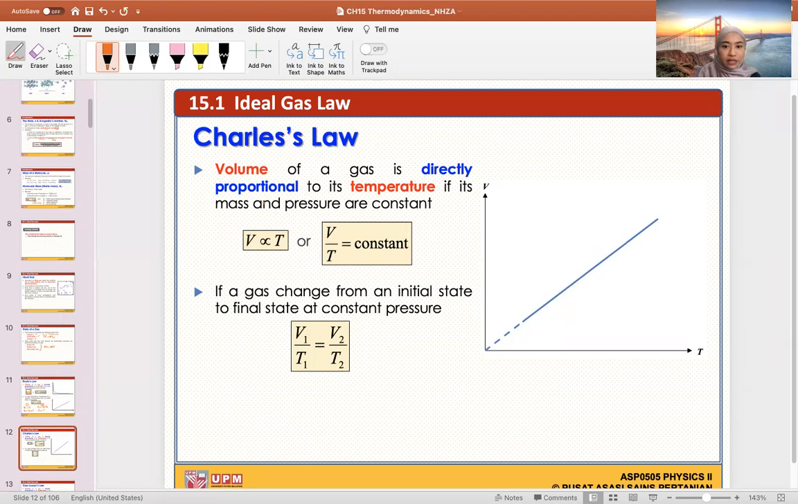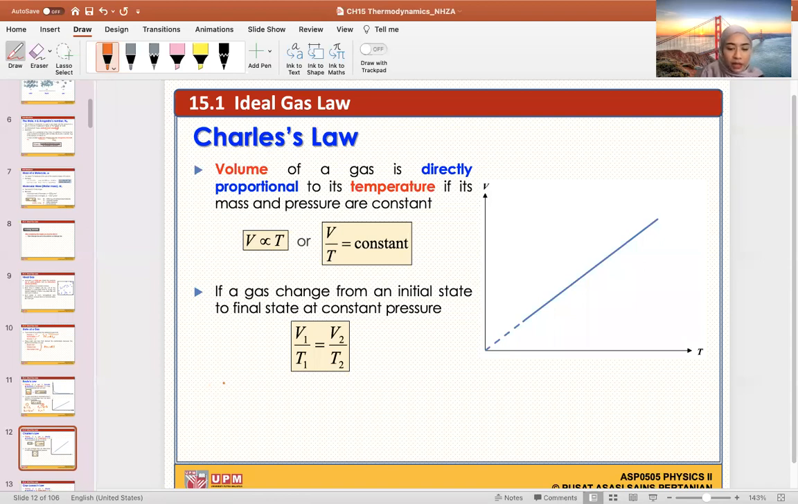Okay, the volume of a gas is directly proportional to its temperature if its mass and pressure are constant. So V is proportional to T. So when V increases, temperature also increases. This is what Charles' law said.